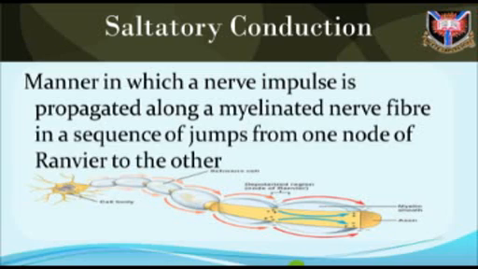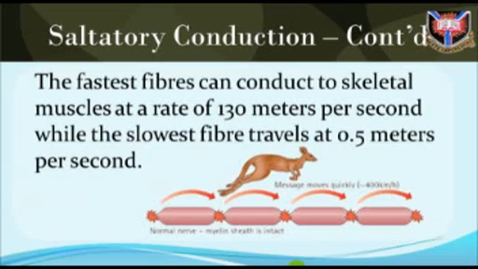Saltatory conduction. Saltatory conduction is the manner in which a nerve impulse is propagated along a myelinated nerve fiber in a sequence of jumps from one node of Ranvier to the other. This increases the speed of propagation such that the fastest fibers can conduct to skeletal muscles at a rate of 130 meters per second, while the slowest fiber travels at 0.5 meters per second.